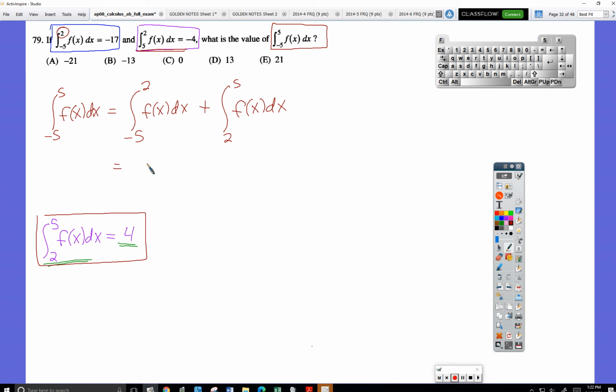This integral is -17. This integral turned out to be +4. Hence the correct answer is -13. Yeah. That's it. Perfect.